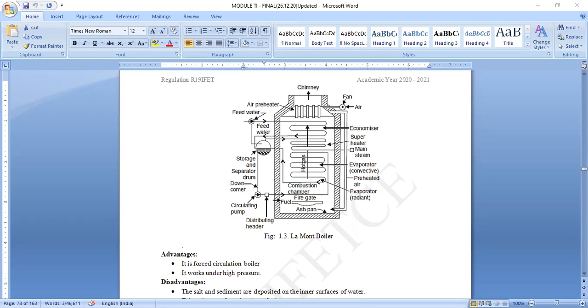Today we are going to discuss the Rankine cycle and the working principle of the Lamont boiler. The ideal Rankine cycle consists of a boiler, turbine, condenser, and pump. A boiler is a phase change heat exchanger in which water is converted into steam with the influence of heat.